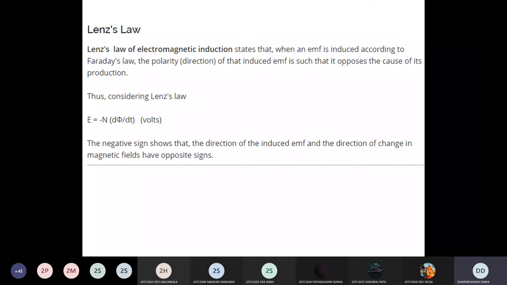Clear? All of you understand this? Lenz law, induced EMF is minus N d phi by dt. Why is it a negative sign? All of you clear this? All of you clear? Yes or no? Yes, sir.